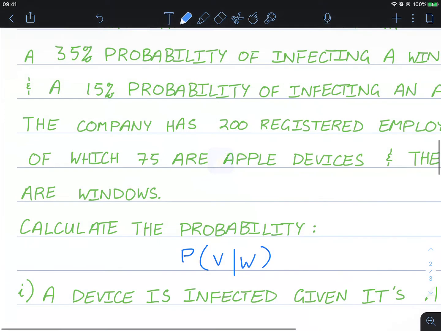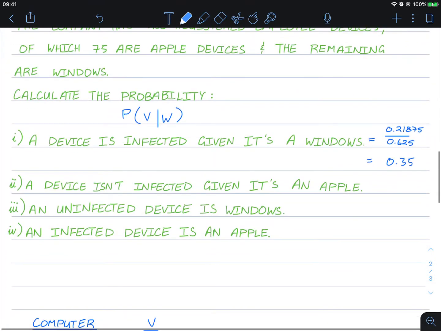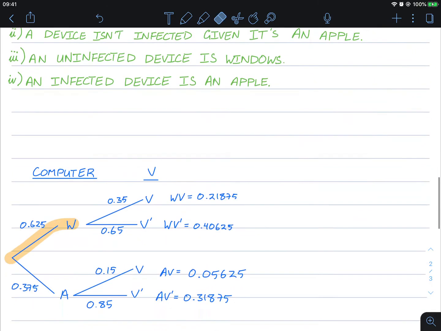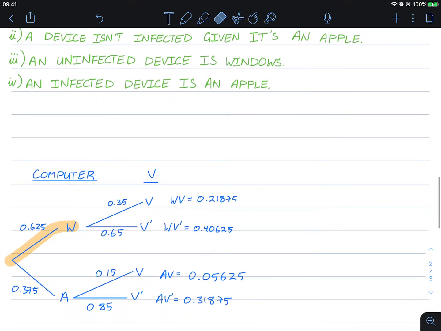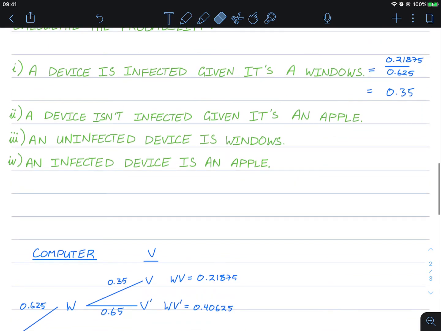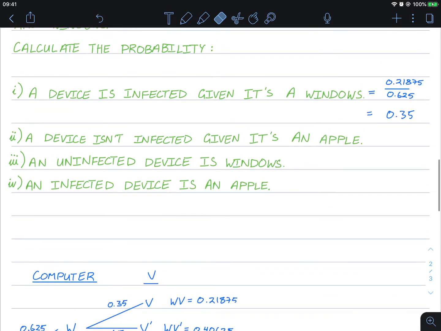So, seeing that first example, maybe you can try the rest of them. Pause the video and give it a go yourself. So, let's try it again. Calculate the probability a device isn't infected given it's an Apple. Writing that out, that's the probability that it isn't infected, so V prime, the without the virus, given that it is an Apple.